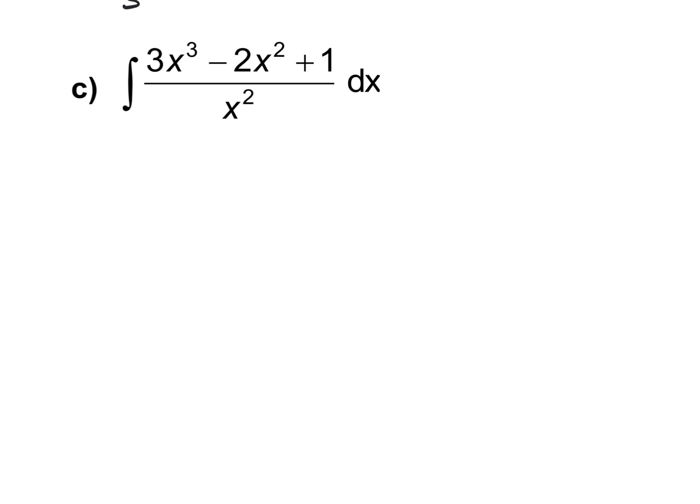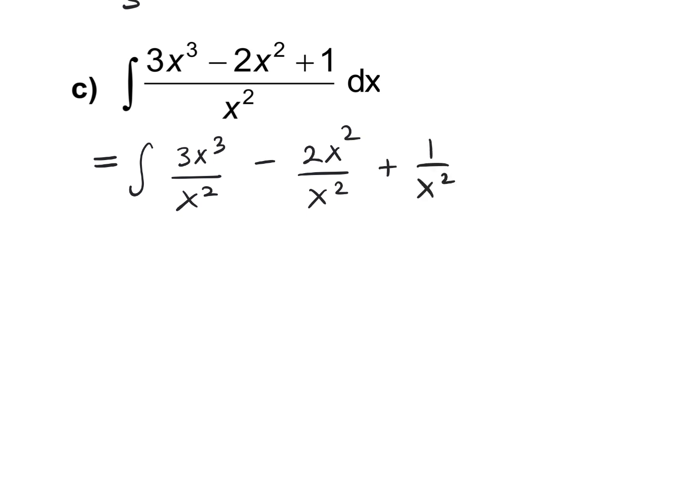Now let's continue with the next example. Now given to you in terms of fraction. Okay, so we need to simplify this one first. This is actually equal to, we can split into 3 terms: 3x cubed over x squared, minus 2x squared over x squared, plus 1 over x squared dx. Okay, we need to split and then simplify first before we start with the integration steps.